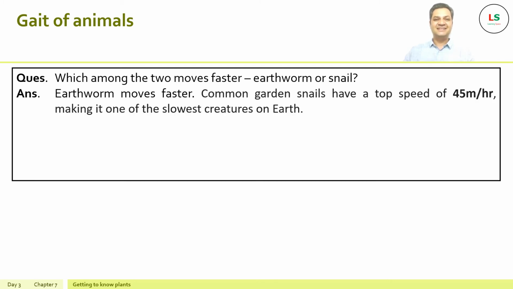Earthworms move faster. Common garden snails have a top speed of 45 meters per hour, making it one of the slowest creatures on earth. Another question. Are snails found in the salt water? Again, put on your thinking cap and keep thinking.